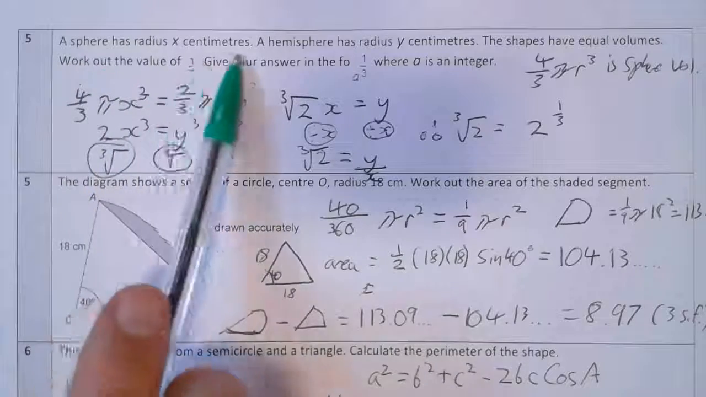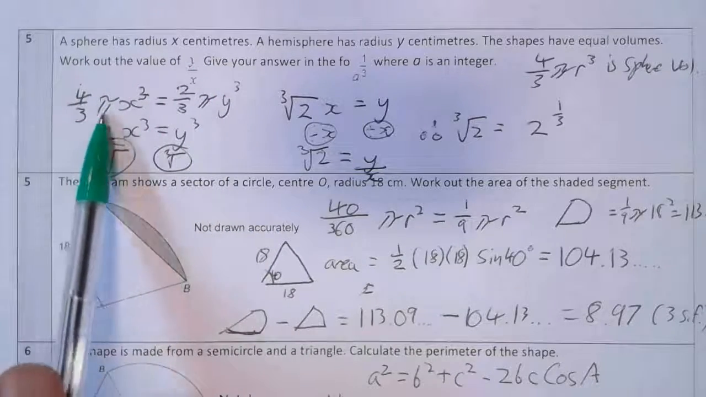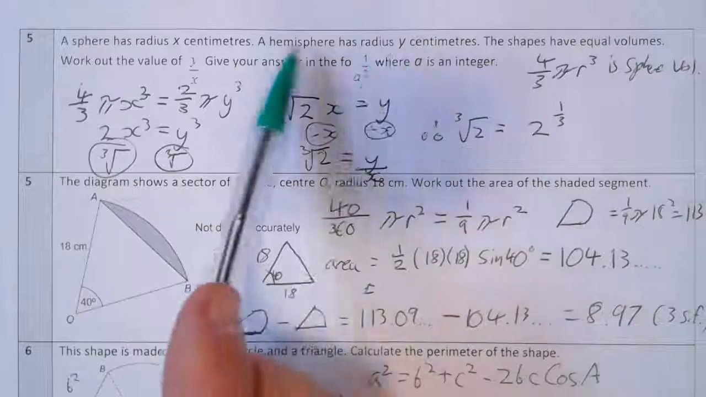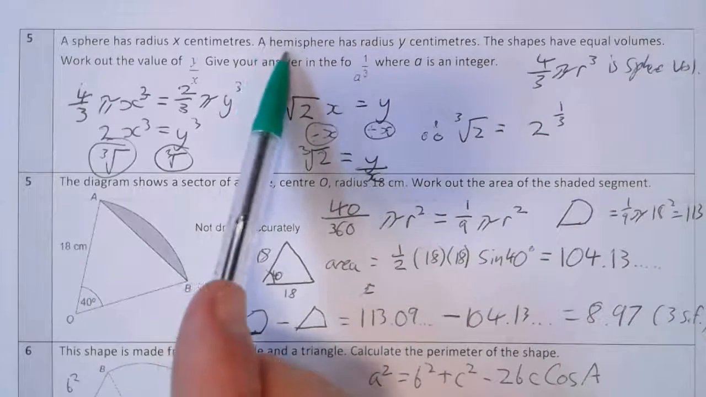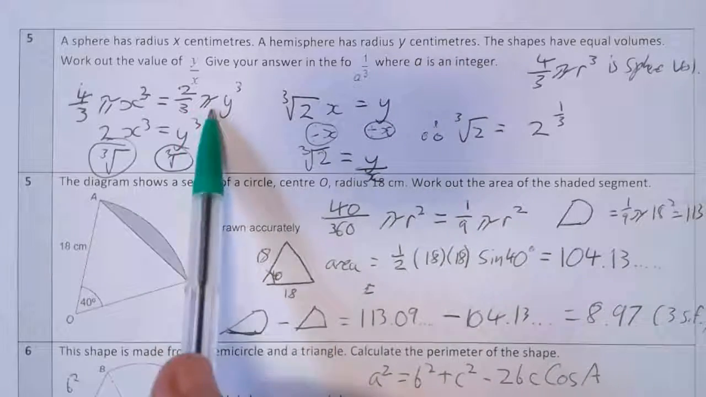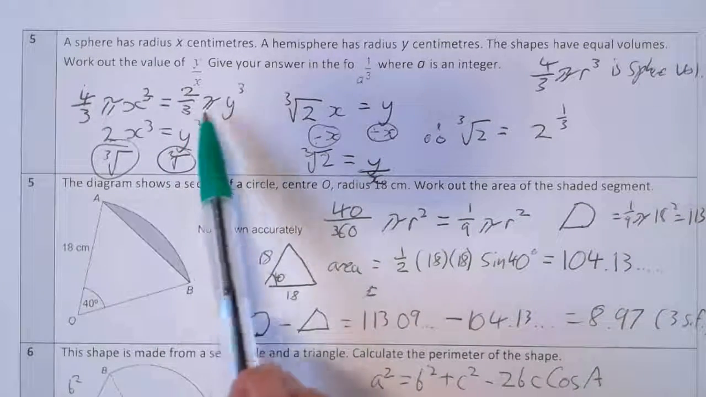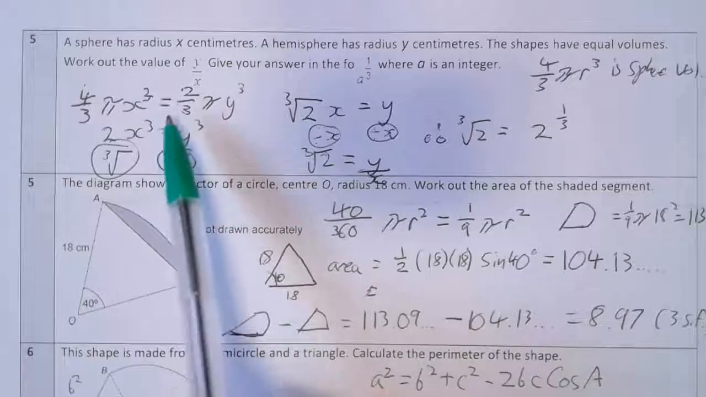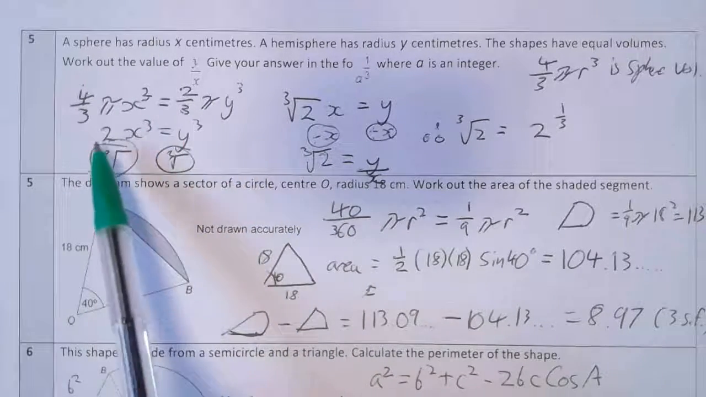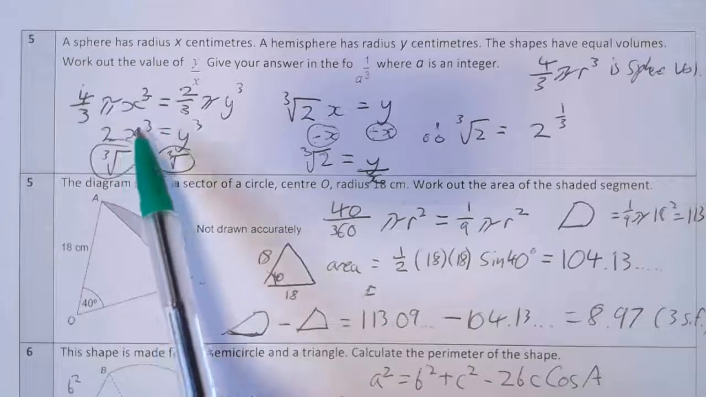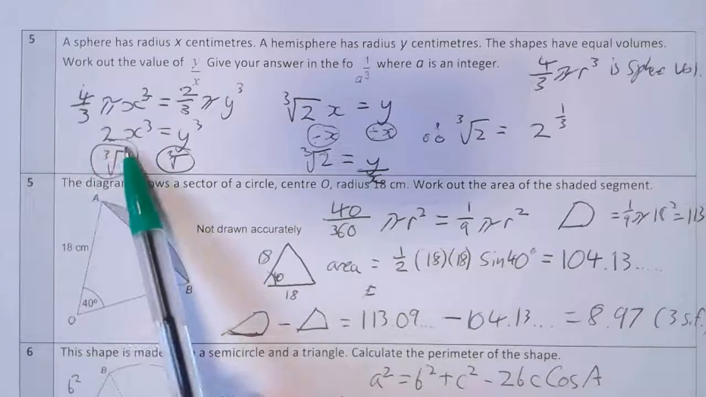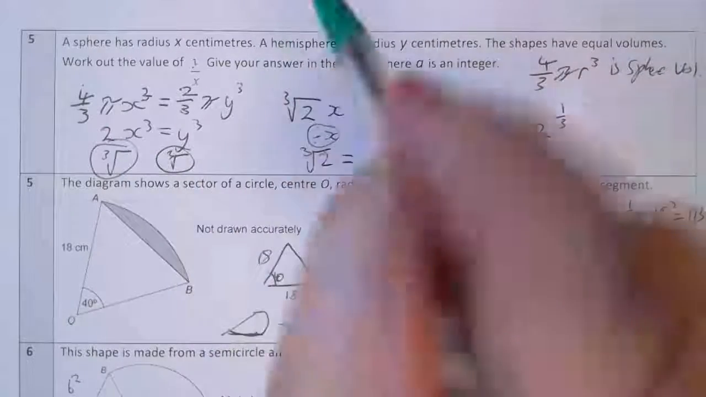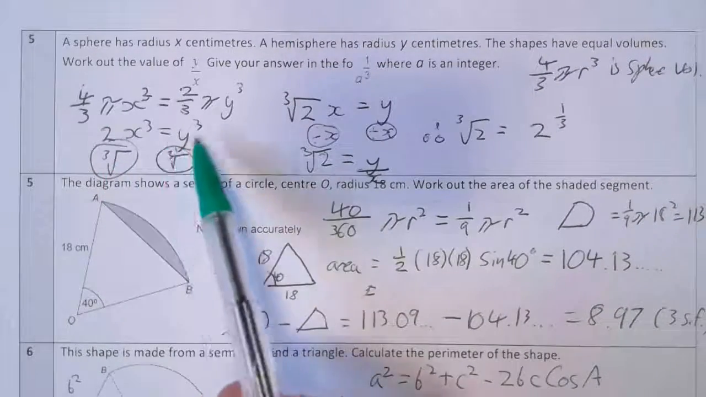A sphere radius x centimeters, that would be 4/3 pi x cubed, is equal to, they have equal volumes, a hemisphere radius y. So hemisphere is 2/3, because it's half of the 4/3, 2/3 pi y cubed. So if I then divide both sides by 2/3, which would be the same as times it by 1.5, I've got 2x cubed, and also divide both sides by pi. I've got 2x cubed equals y cubed.